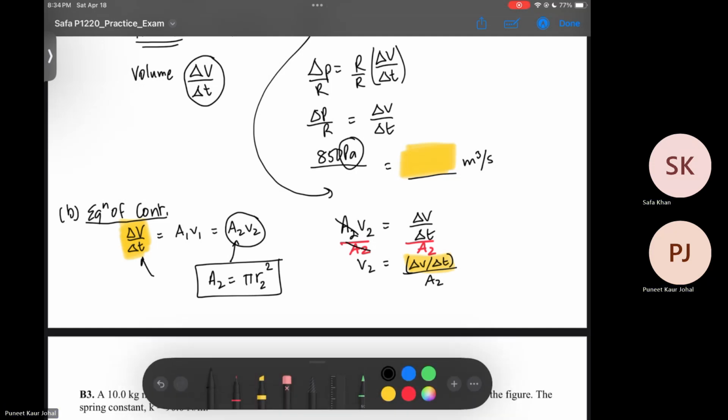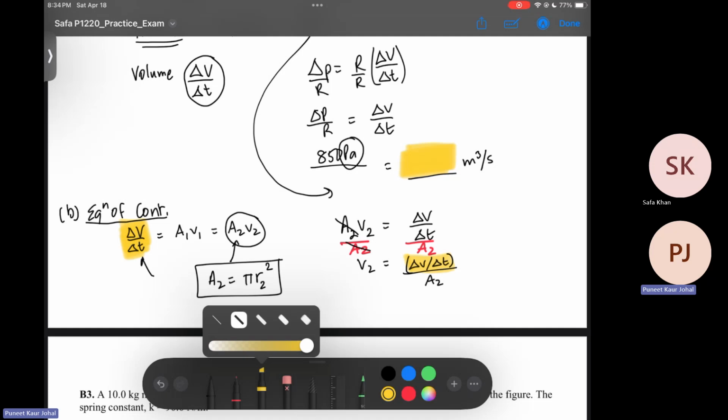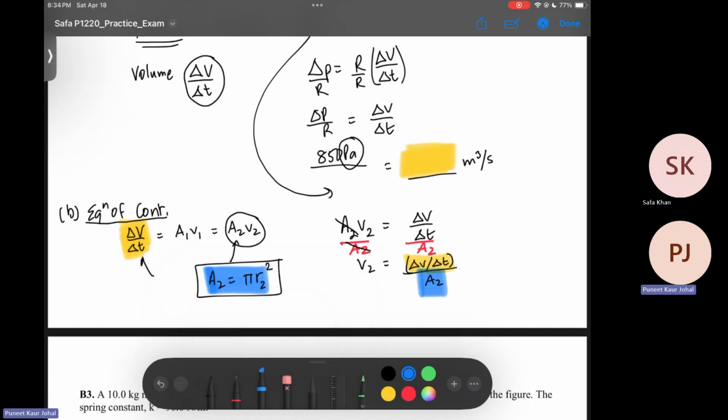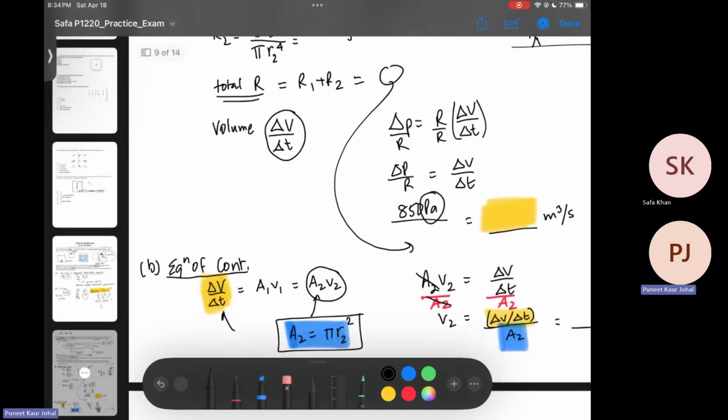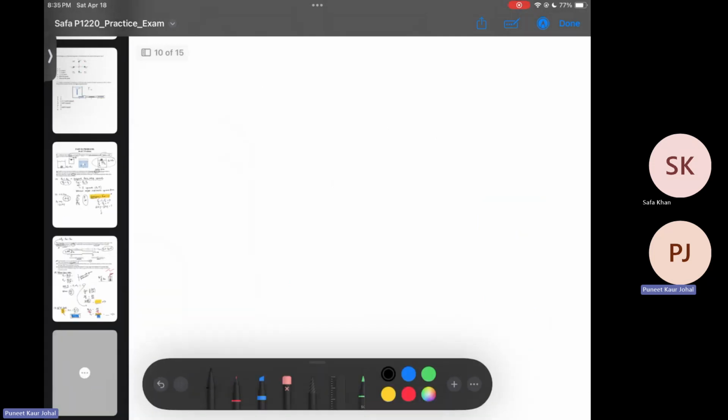Right? So let me just highlight this in a different color. This blue value will go here, and then you'll just divide both the answers. Okay, and your velocity should be in meters per second because we're using all SI units. Okay, good. I'm gonna have to add another page here.